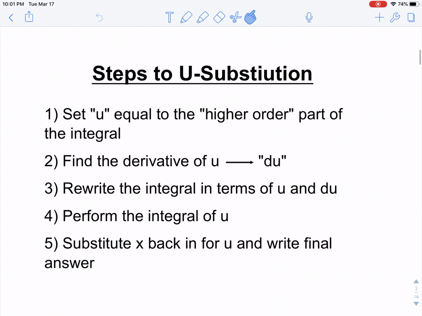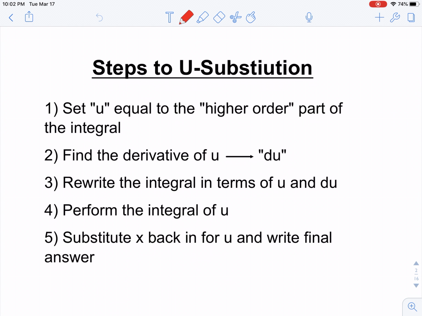Okay, here are the steps to U substitution. You set U equal to the higher order part of the integral. Whatever expression has the higher exponent, that's what order means, it's the exponent. Whichever part has the higher order, you set that equal to U. Then you want to find the derivative of u, and that is du. Derivative of u is du.